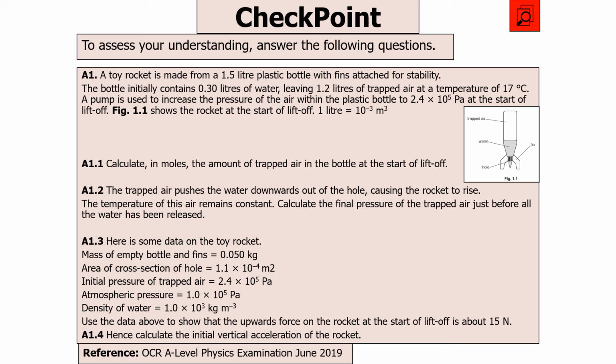Calculate in moles the amount of trapped air in the bottle at the start of liftoff. The trapped air pushes the water downwards out of the hole, causing the rocket to rise. The temperature of this air remains constant. Calculate the final pressure of the trapped air just before all the water has been released. Use the data on the toy rocket to show that the upwards force on the rocket at the start of liftoff is about 15 newtons, and hence the initial vertical acceleration of the rocket.